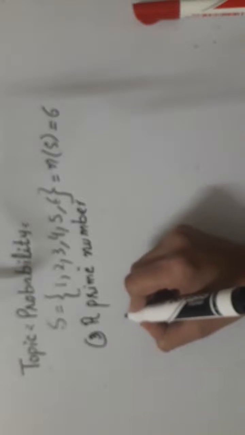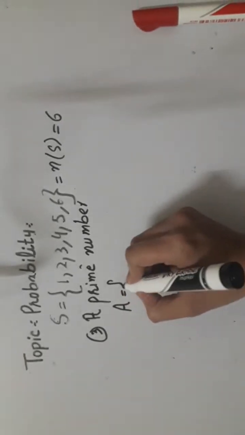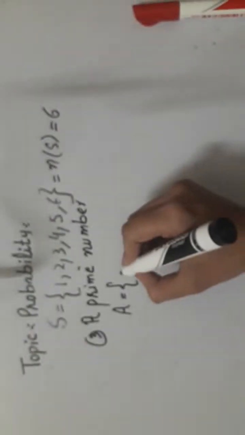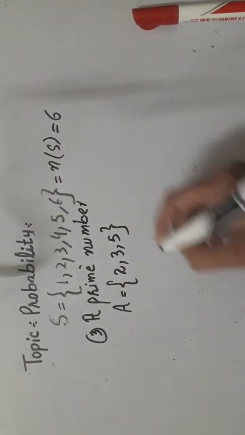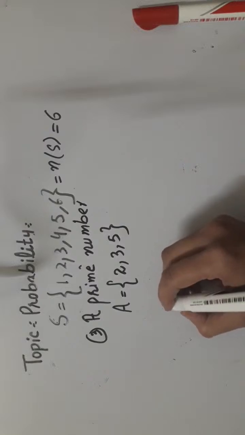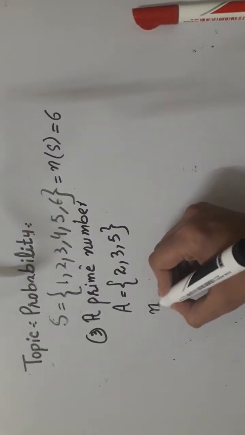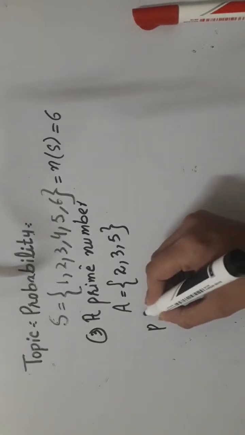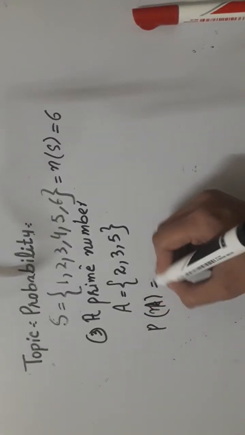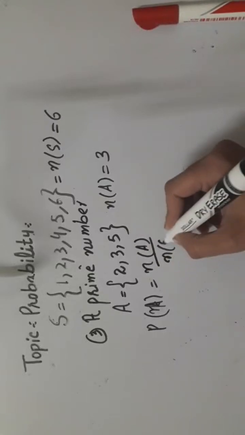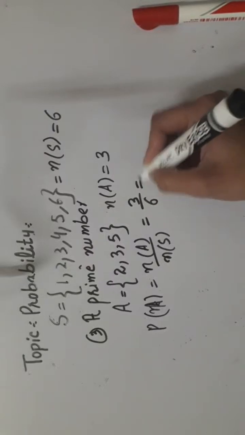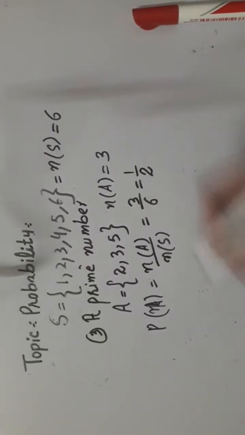So we will count the prime numbers in this sample space: 2, 3, 5. And the probability of A will be the number of outcomes that are 3. So n(A) by n(S) will be equal to 3 by 6, and we have the answer 1 by 2.